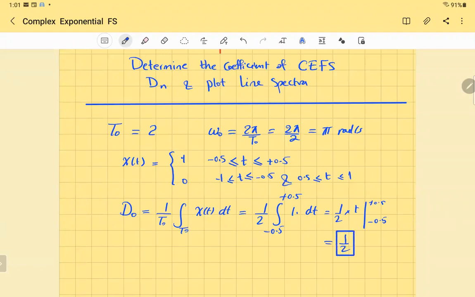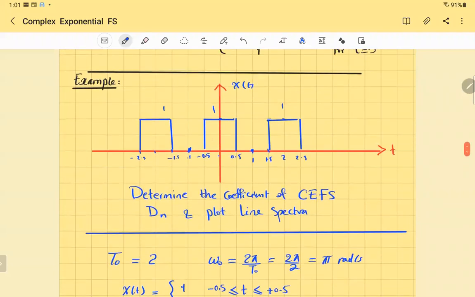Can you do it graphically? Yes, it's easier. Doesn't take time. Here the area. What's the area of this square? It's 1. The height is 1. The width is 1. 1 times 1 is equal to 1. It's spread over the period, 1 over 2. Half. Finished.